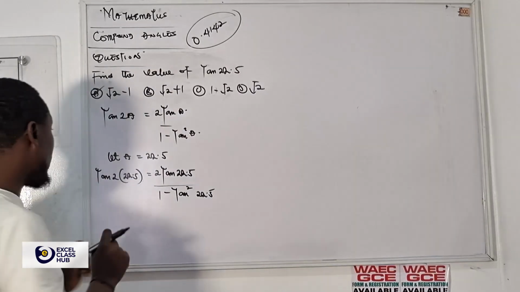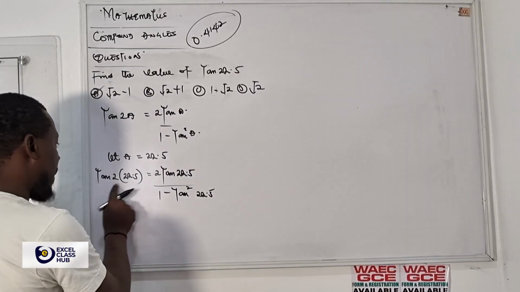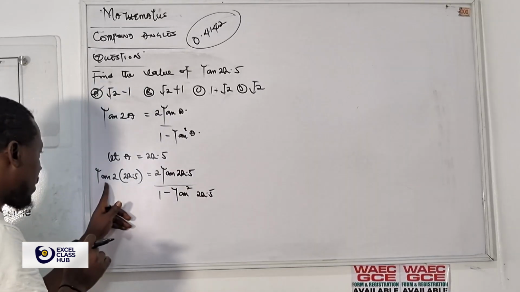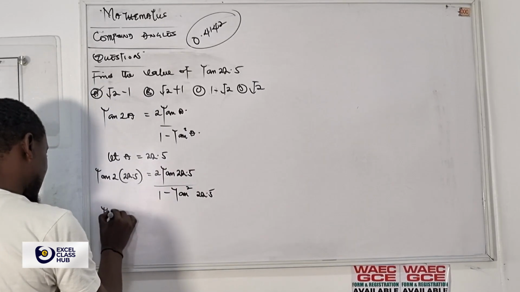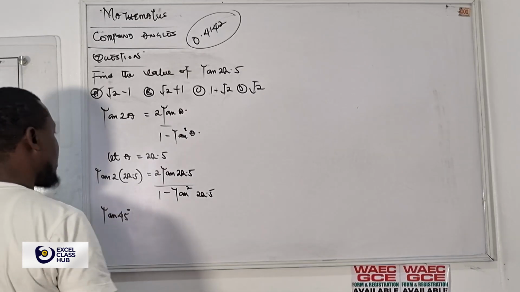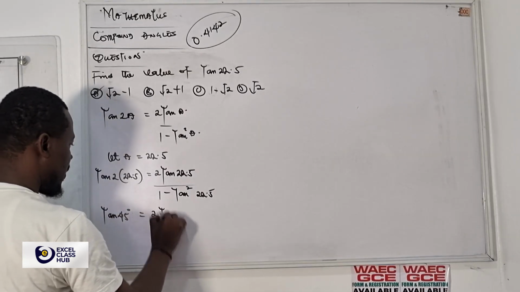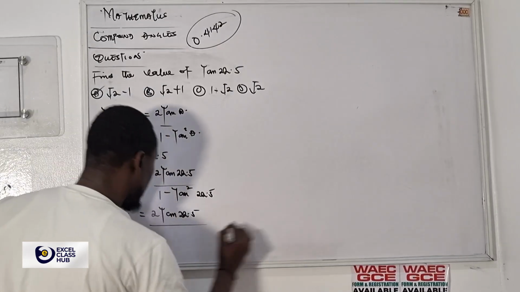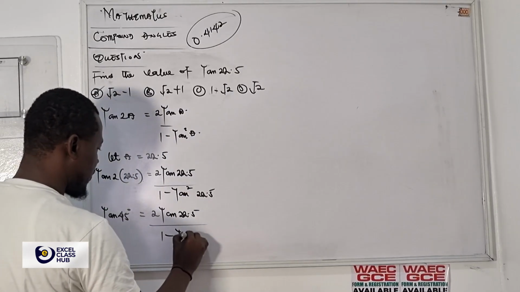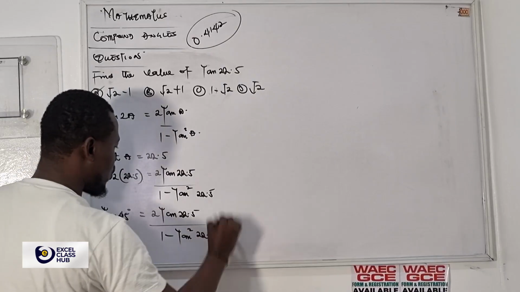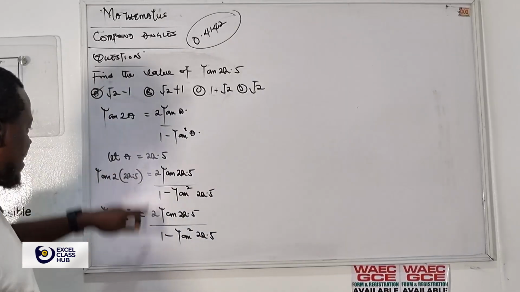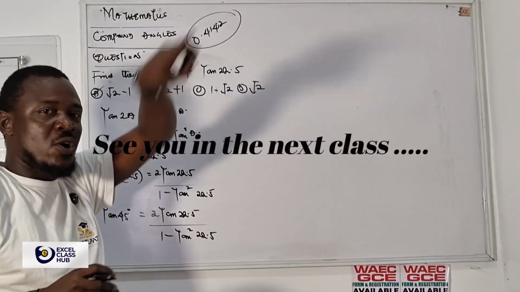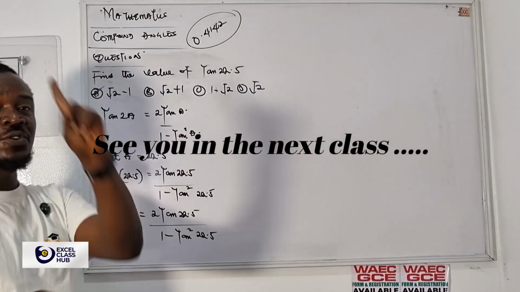22.5, if you multiply by 2, it gives you 45. So now it turns to tan 45 degrees, which equals 2 tan 22.5 over 1 minus tan squared 22.5. From here to here is clear. Now, from the table I gave you, we go back to that table: tan 45 gives us 1.